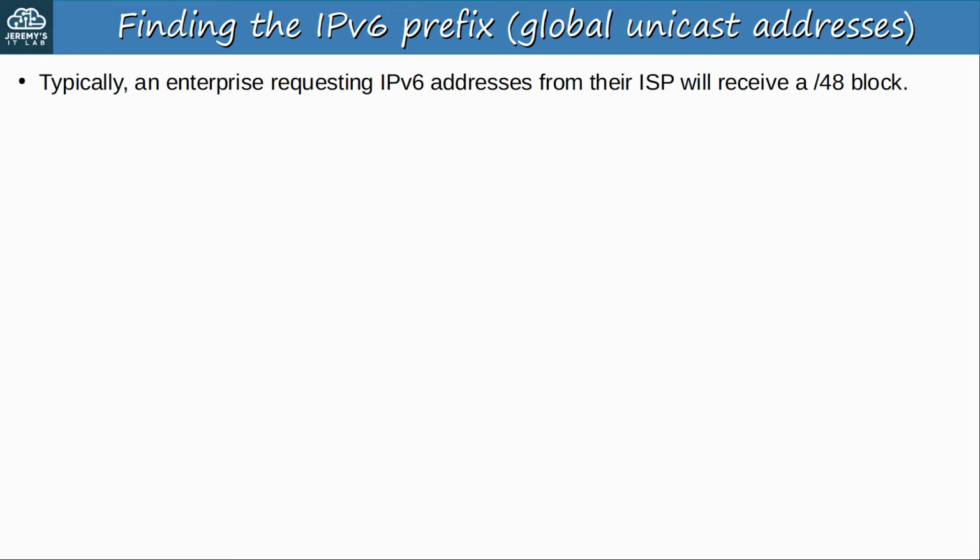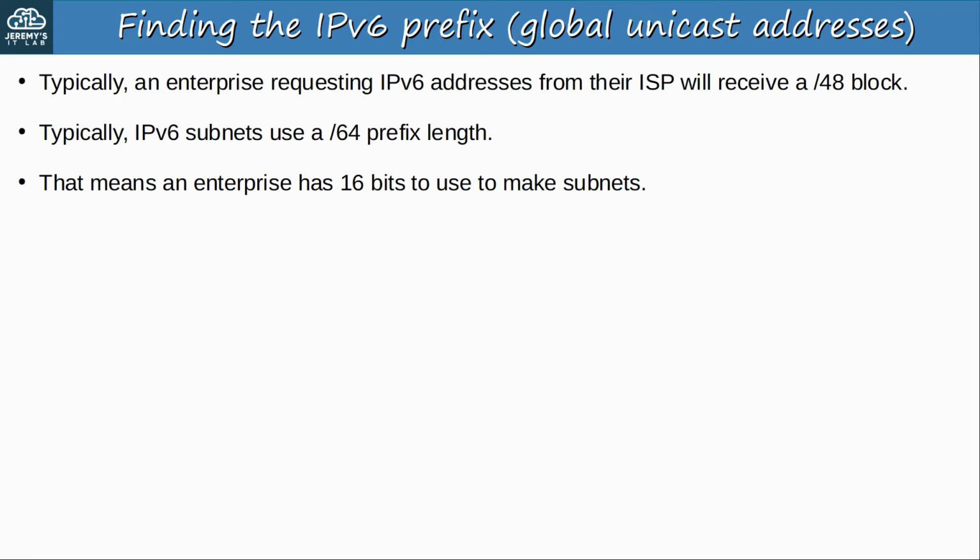Next up, let's see how to find the IPv6 prefix, the network address, from a particular host address. We've already done this before for IPv4. Change all of the host bits to 0, and then you have the prefix, the network address. But let's try it out for IPv6. Typically, an enterprise requesting IPv6 addresses from their ISP will receive a /48 block. Also, typically IPv6 subnets use a /64 prefix length. So the enterprise received a /48 block, but the usual prefix length is /64. This means that an enterprise has 16 bits to use to make subnets, and the remaining 64 bits can be used for hosts. I think an example will make this clearer.